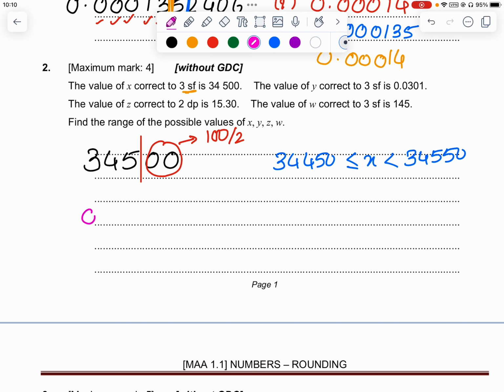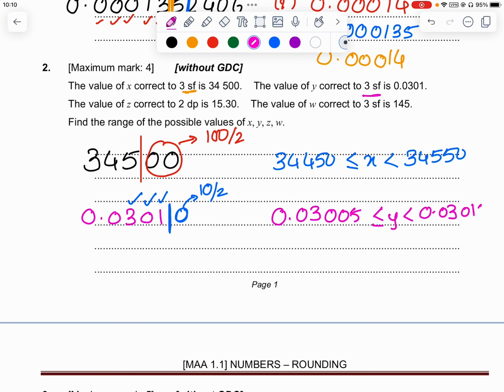Now coming to y. What is y? 0.0301. It is correct to three significant figures. Three significant figures is 1, 2, 3. So after that no number is there, it is almost all 0 only. Means it is only 10. So if it is 10, 10 divided by 2 will become 5. So add 5, subtract 5. So 0.03005 and 0.03015.